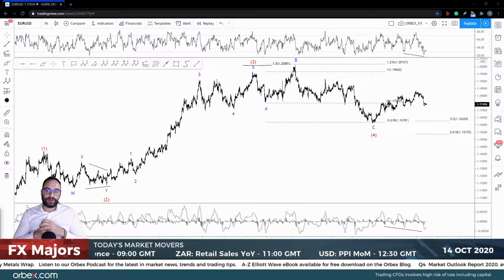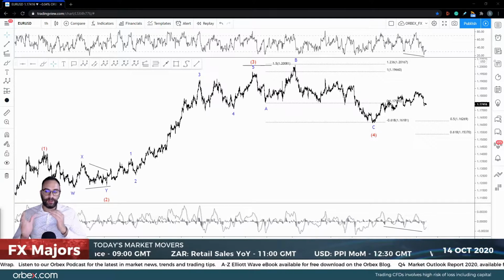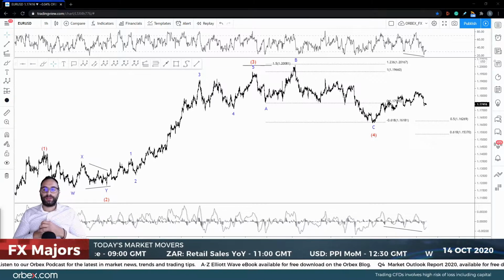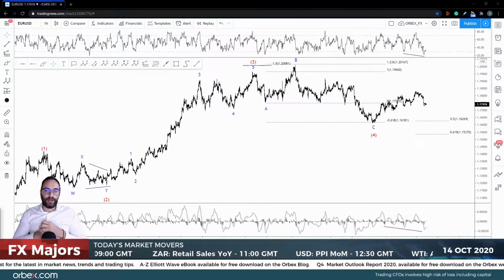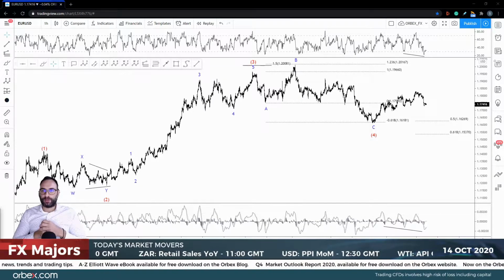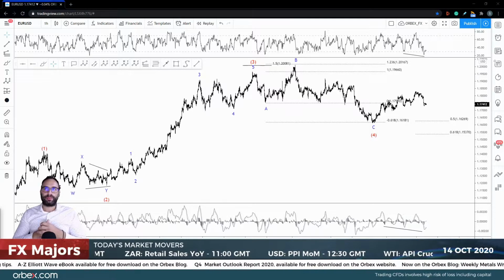Now, the third pair I want to look at today is the Aussie. There are now increasing tensions between China and Australia after China said that they will reduce copper imports from Australia. And while we talk about trade and escalation of tensions, don't forget that we've also got the EU now giving the green light to hit the US with tariffs related to Airbus and Boeing rulings.